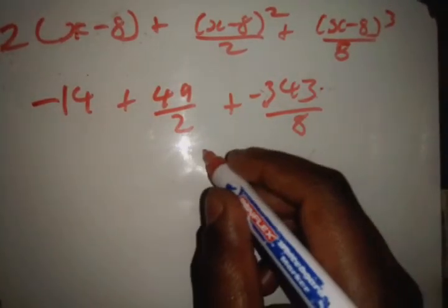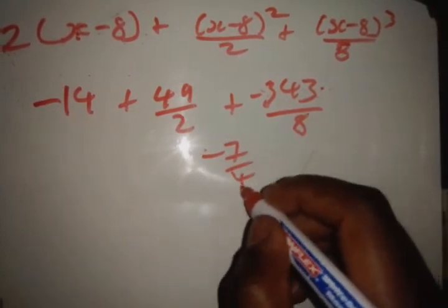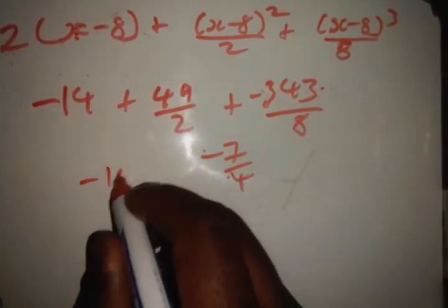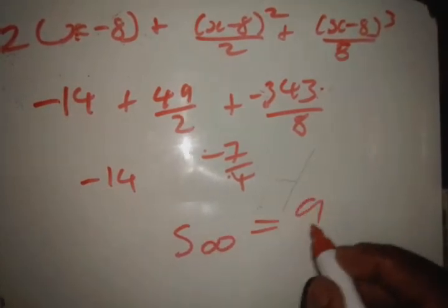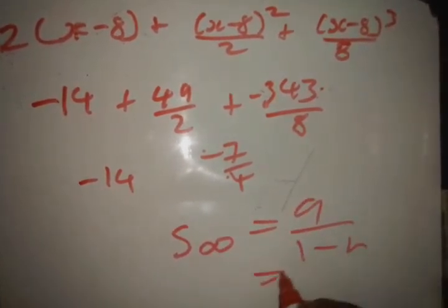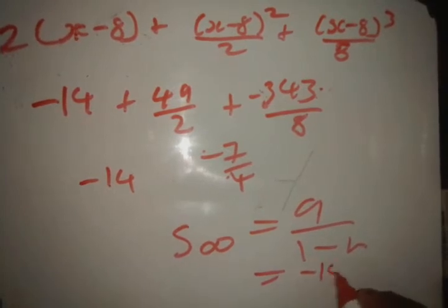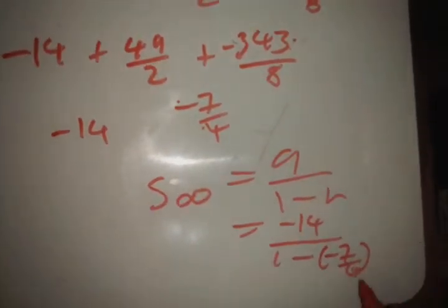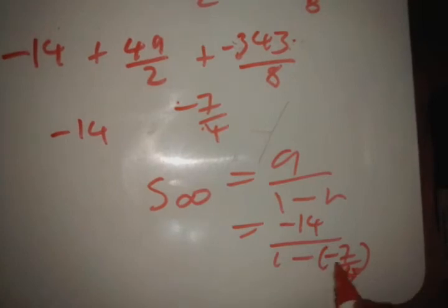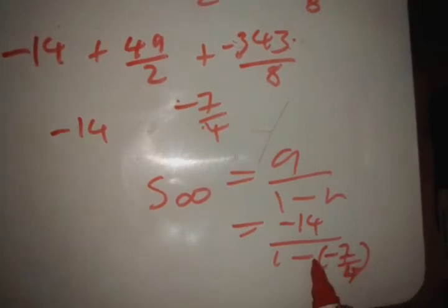So our common ratio was negative 7 over 4, and our a is negative 14. So we find the sum to infinity. Sum to infinity is a over 1 minus r. Our a was negative 14, and we say negative 14 over 1 minus our r, which was negative 7 over 4. We have to be careful of that. Our r was negative, so we have a double negative here. So we just type this in the calculator.